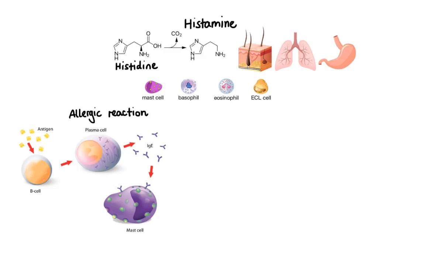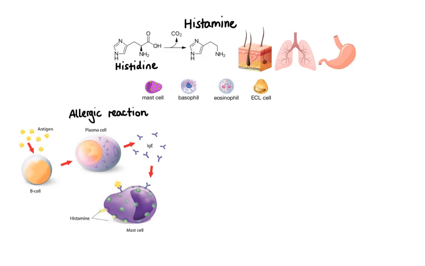Now when that same person comes into contact with ragweed pollen again, the binding of allergen to IgE antibodies will trigger activation of the mast cell, which will then release granules rich in histamine.